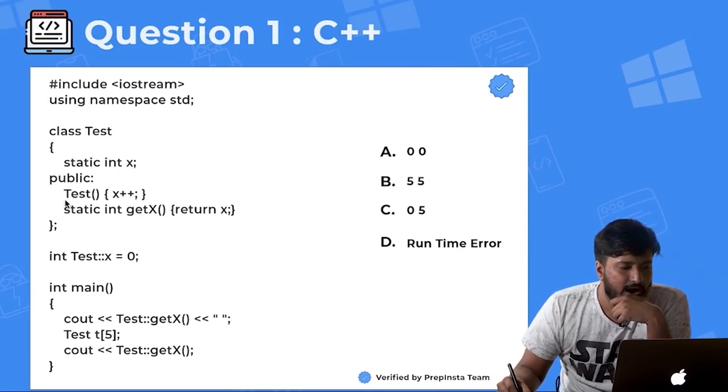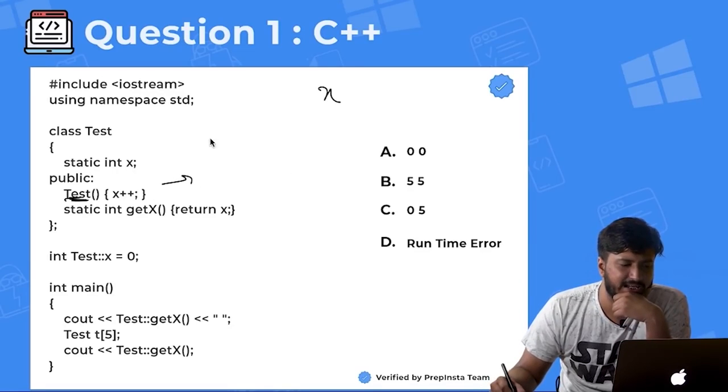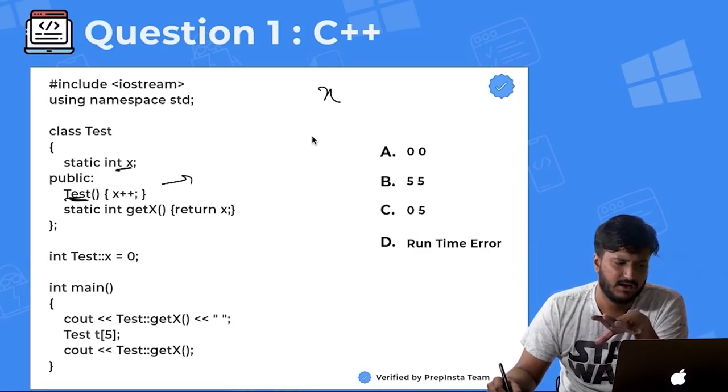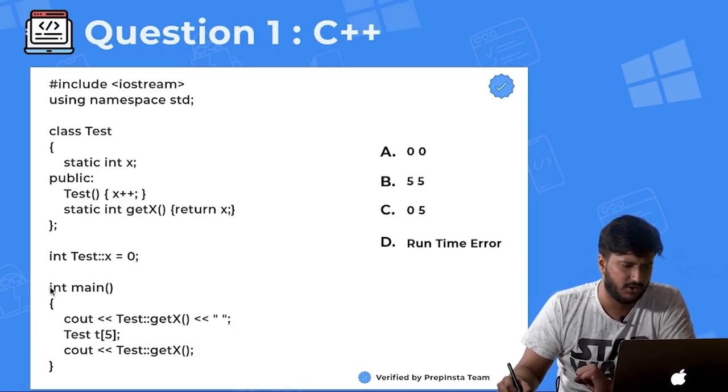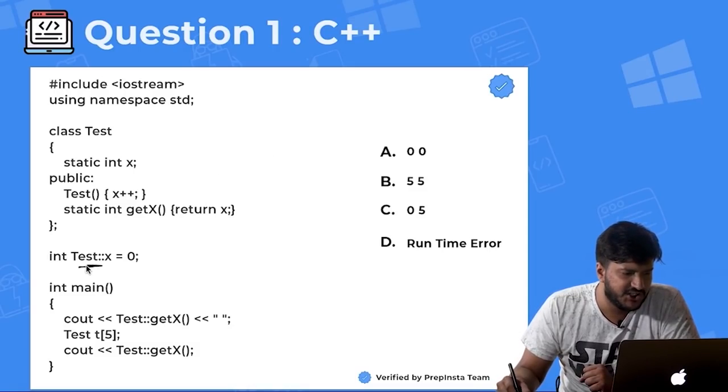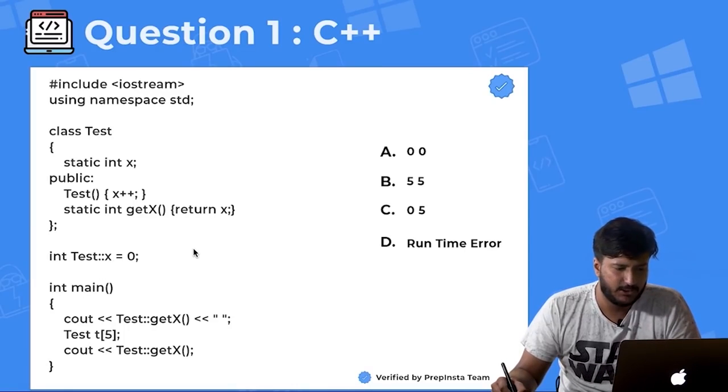And then you have a constructor. In the constructor, what is happening? You are incrementing the value of this X. Each time an object is created, this constructor would be called, right? And you are initializing your X value outside the class, which you can do since you have used the scope resolution operator, double colon. So it is initialized to zero, right?